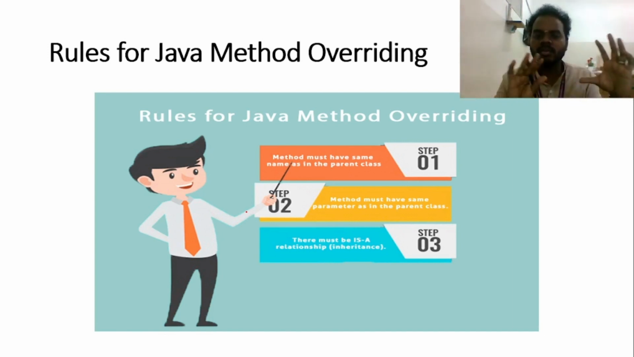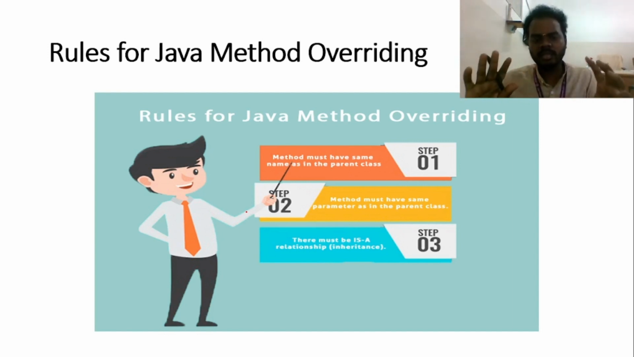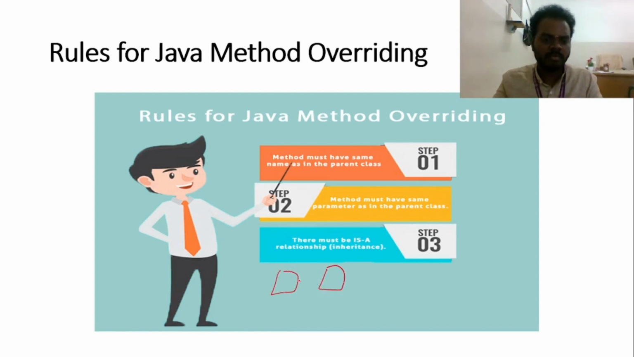For example, in your parent class, you declare a method display. If you are not passing any argument to the parent class method, the same approach is followed in the child classes. If you are passing any parameter in the parent class, the same parameter has to be passed in the child classes also. Method overriding is done through an is-a relationship, which means an inheritance process, acquiring the data from one class to another class. Make sure your method name and parameters are the same as in the parent class. This is all about the rules for Java method overriding.